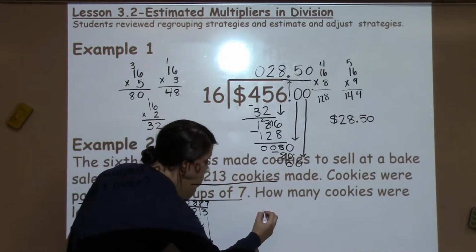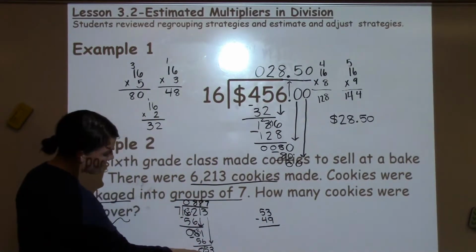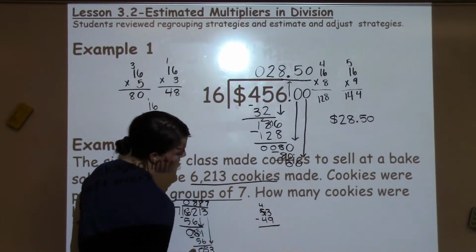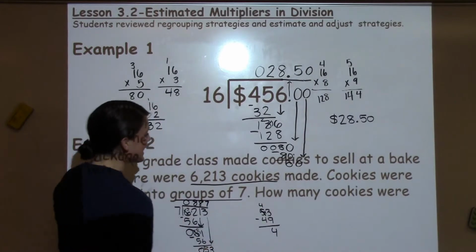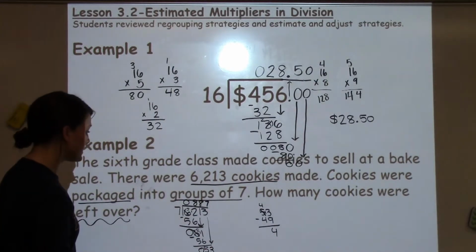And I'm going to move this subtraction problem right over here so you can see it better. So now I have 53 minus 49. I can't take 9 away from 3, so I have to borrow. 13 minus 9 is 4. And I'm not working with money, so I don't have to extend my division problem with a decimal.